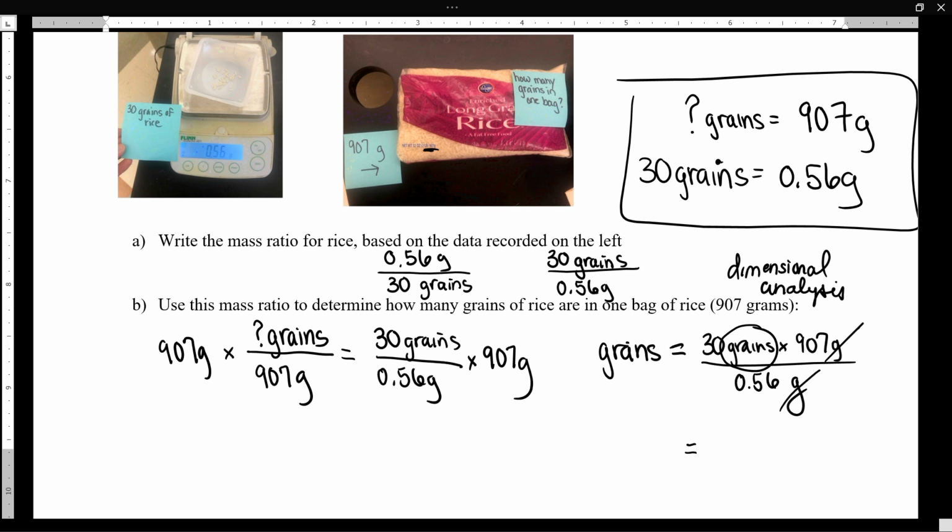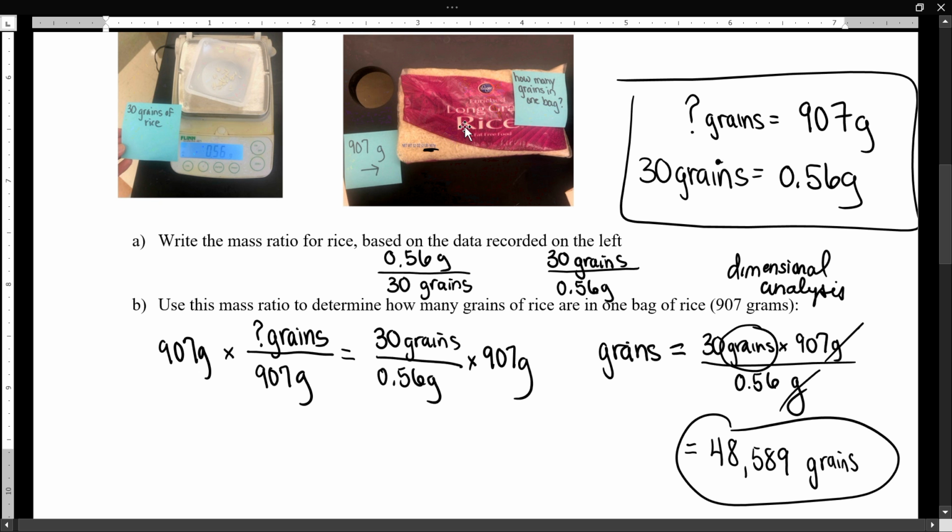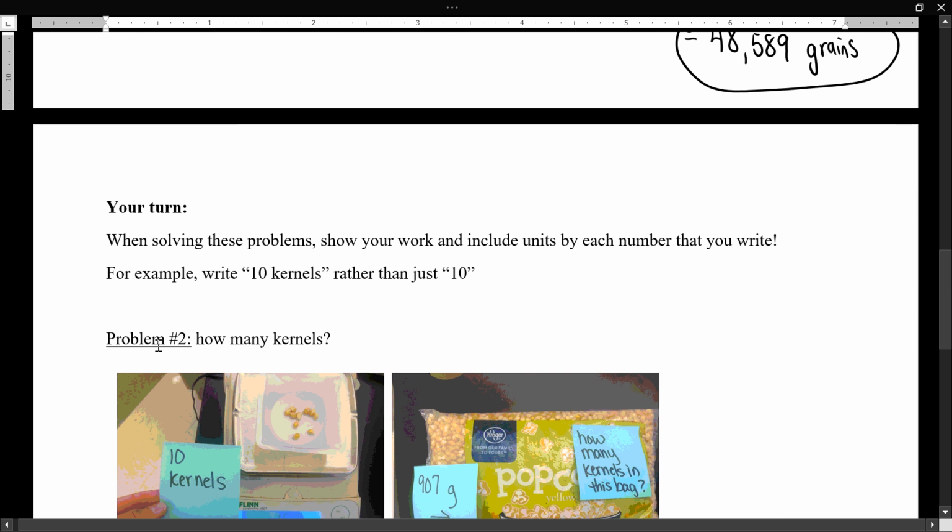So what we're going to do is plug this in our calculator. It is 30 times 907 divided by 0.56. So it's around 48,589 grains of rice are in this bag right here. So it's a lot. We wouldn't want to count those out one by one, right? All right, let's go and look at a few more examples.